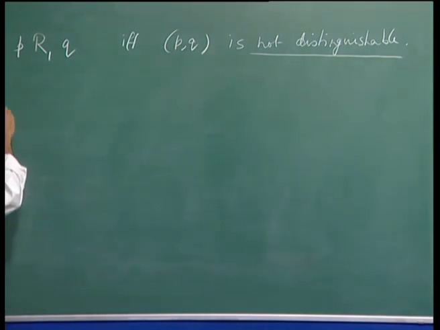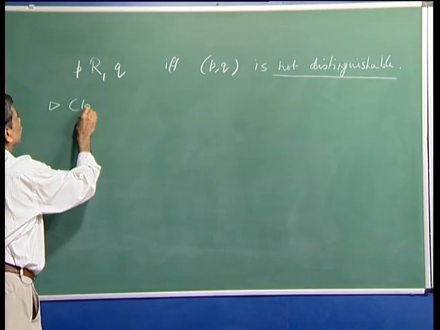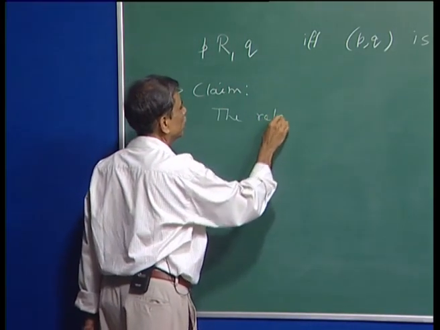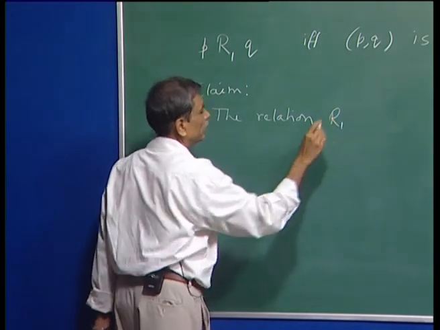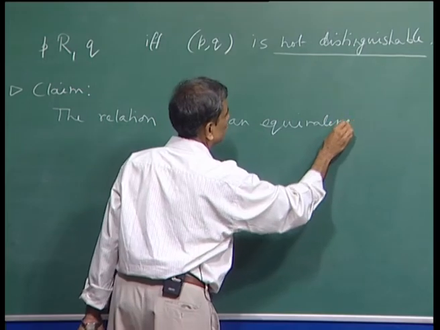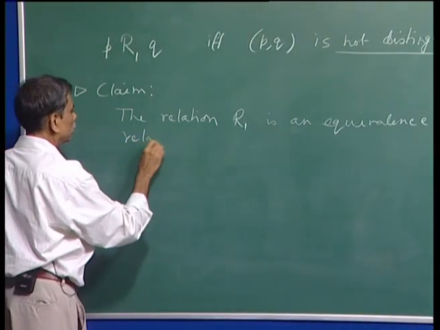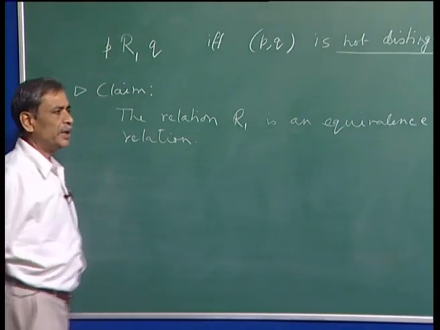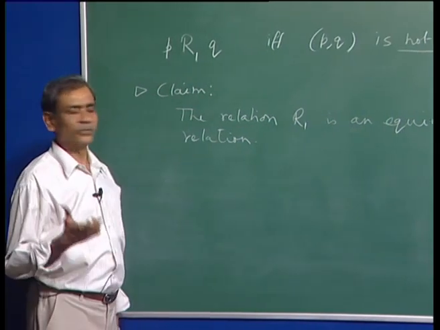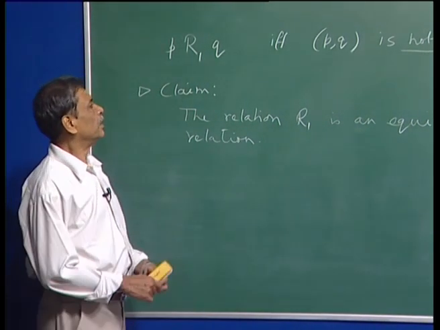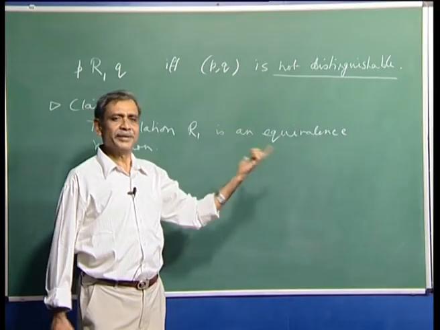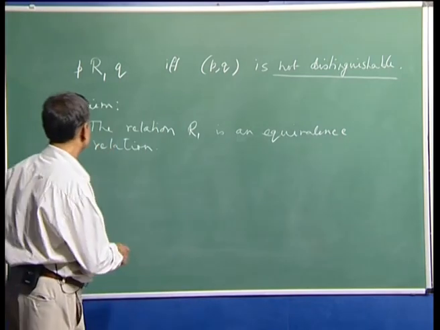The first point is that this relation R1 is an equivalence relation. And this is fairly easy to check. Reflexivity is of course true, that p and p, that pair is of course not distinguishable. There cannot be any string clearly which takes the first p to a final state and the next p to a non-final state. It is after all the same state. So, clearly it is reflexive.